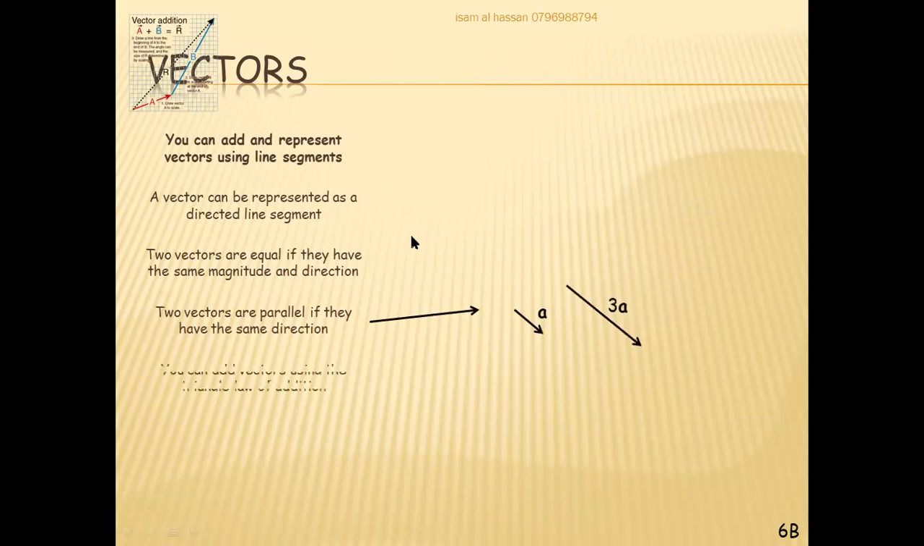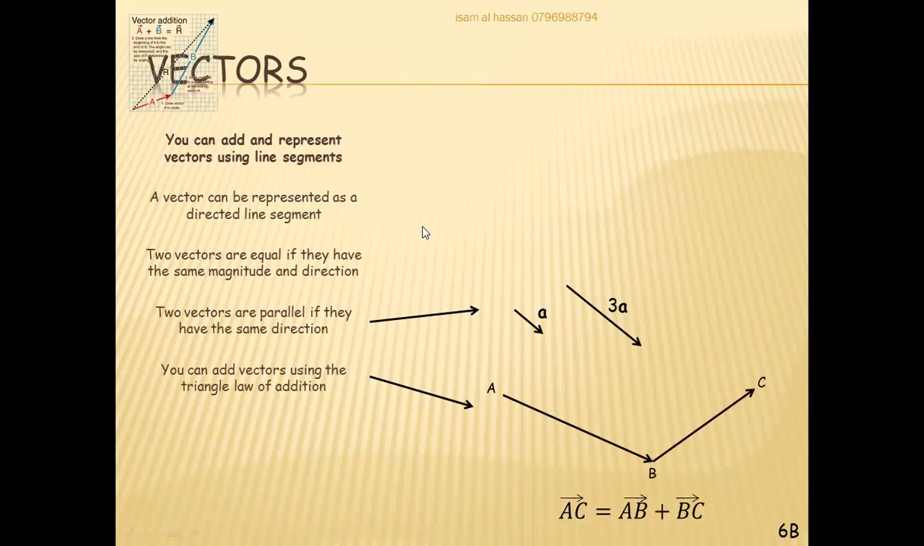Okay, now you can add and represent vectors using line segments. A vector can be represented as a directed line segment. Two vectors are equal if they have the same magnitude and direction. Two vectors are parallel if they have the same direction. So 3a is parallel because one of them is a multiple of the other. When we add vectors, we say that from A to C, find me another way from A to C, that is AB plus BC. This is what we were talking about.